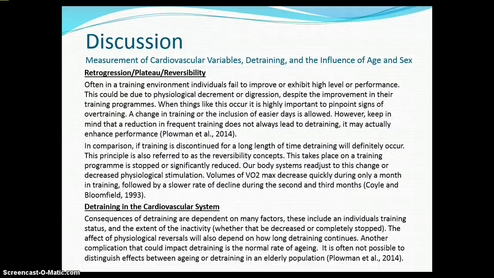Detraining in the cardiovascular system. Consequences of detraining are dependent on many factors. These include an individual's training status and the extent of the inactivity, whether that be decreased or completely stopped. The effect of physiological reversals will also depend on how long detraining continues. Another complication that could impact detraining is the normal rate of aging. It is often not possible to distinguish effects between aging or detraining in the elderly population.